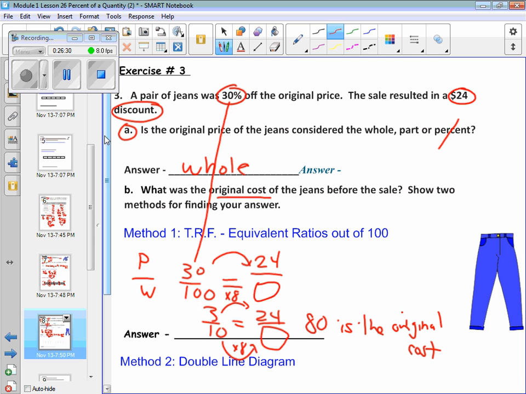Spence, 66? Oh, good guess, but no, math error. Ed, it's $56. The original is $80, $24 off. Don't go anywhere because I got to change your homework. Homework, go to your agenda.